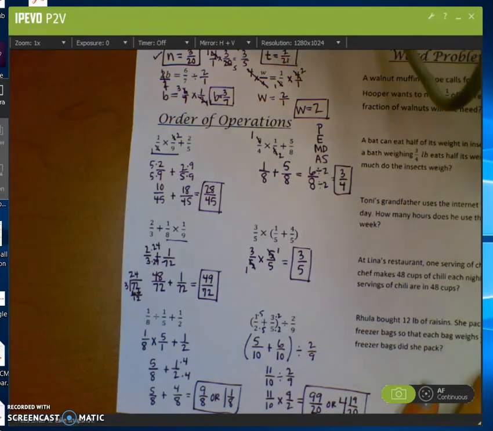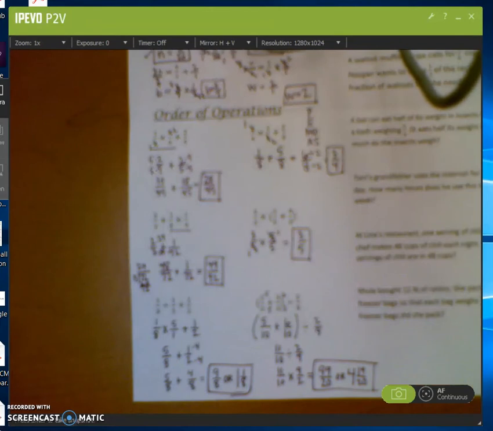And either one is just as good of an answer. So that is how we use order of operations with fractions.